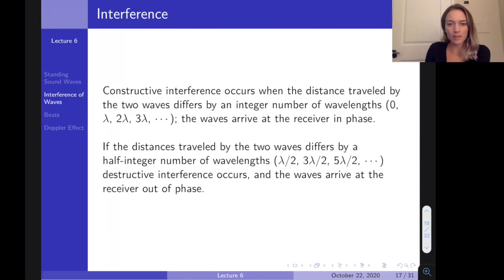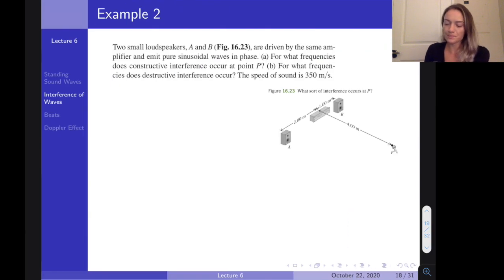All right, so let's do an example to see how this works. Here we have 2 loudspeakers, A and B, that are driven by the same amplifier and emit a pure sinusoidal wave in phase. So they have the exact same sine wave that they're emitting. For what frequencies does constructive interference occur at point P? And for what frequencies does destructive interference occur? And the speed of sound is 350 meters per second.